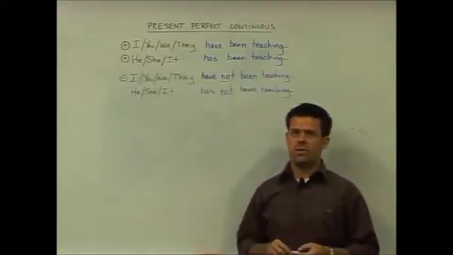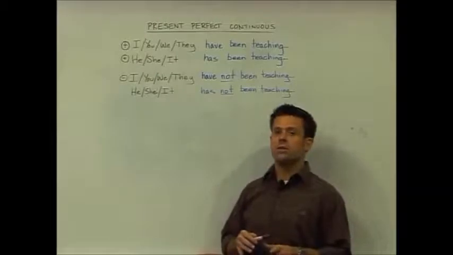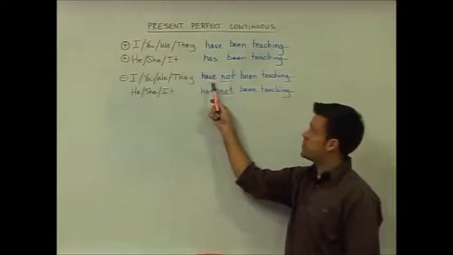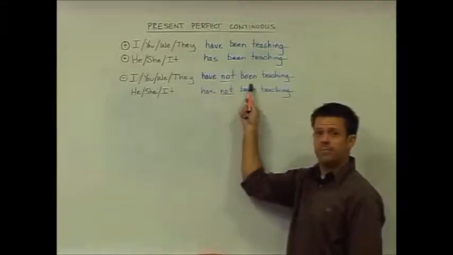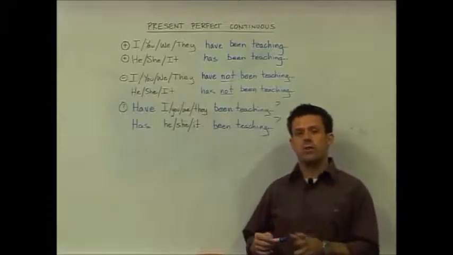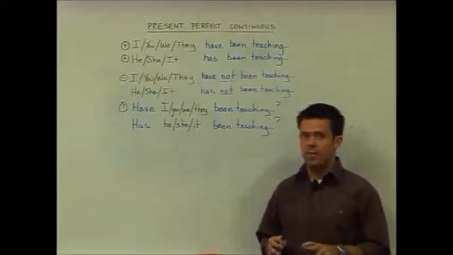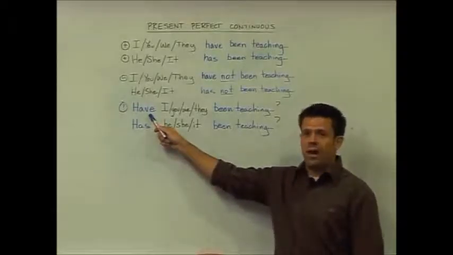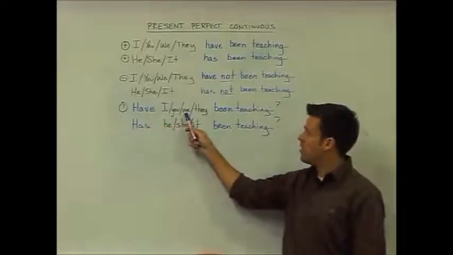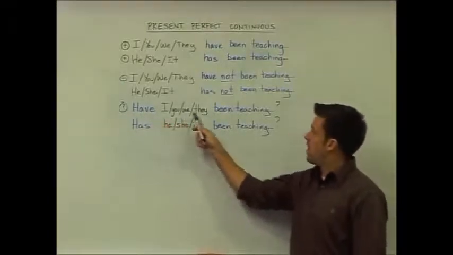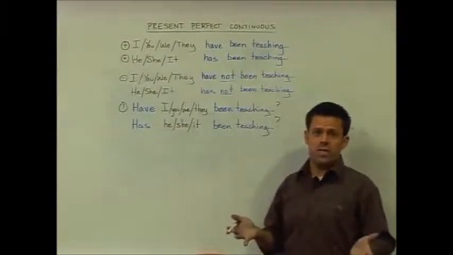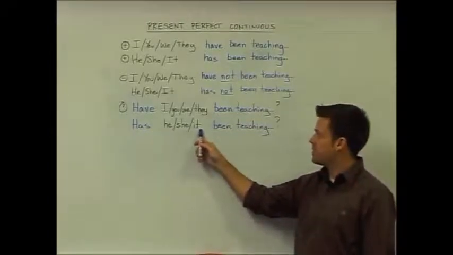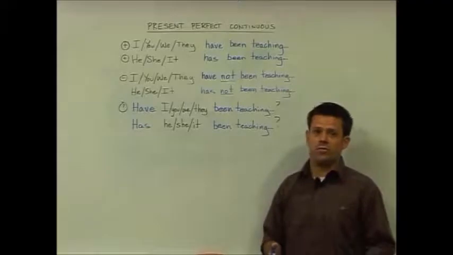The negative form of the present perfect continuous remains the same as the positive form, and we simply add not in between our two helping verbs, have and be. In order to make the present perfect continuous questions, again following that pattern of inversion, we put the auxiliary verb have at the beginning of the sentence, followed now by the subject. Have I been teaching for 5 years? Could be a sentence used there. And again, we're going to conjugate our verb to has for he, she, it, resulting in has she been teaching for 5 years?